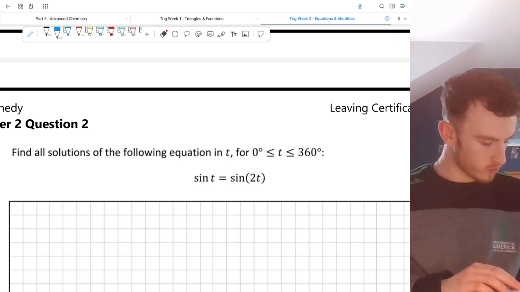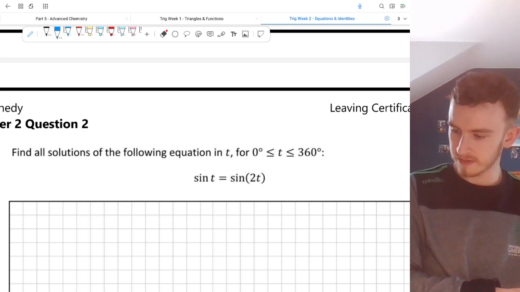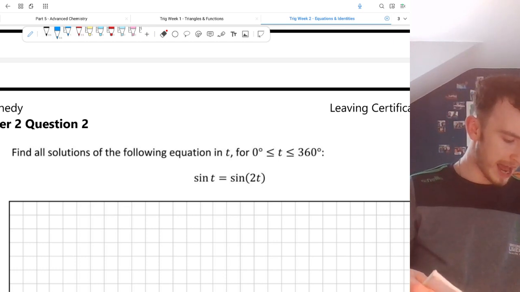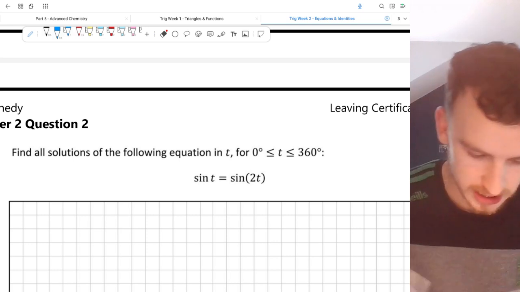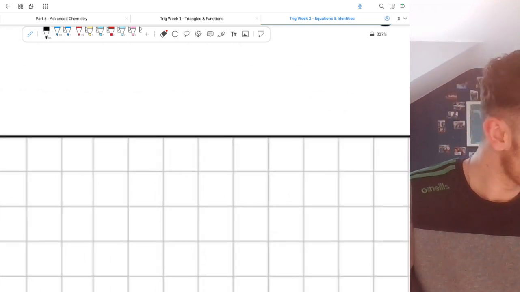Let me see, page 14. Let me see if I can find it, yeah. So about halfway down page 14 of your log tables, you'll see this written.